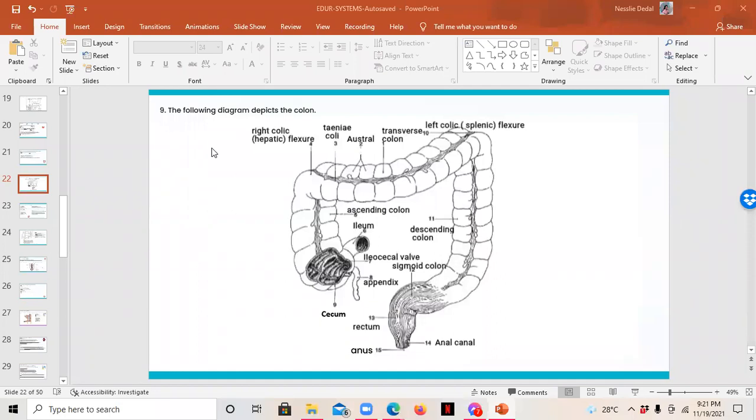Number 9 in the following diagram, the part of the colon that is deposited is the cecum. So slide 25 na.